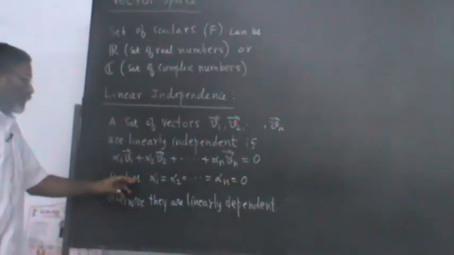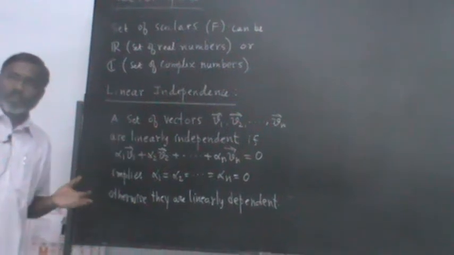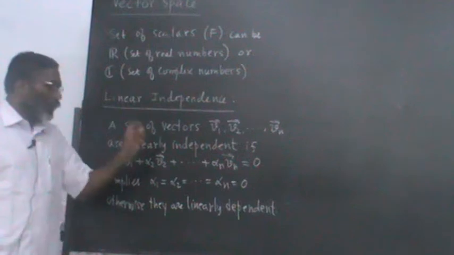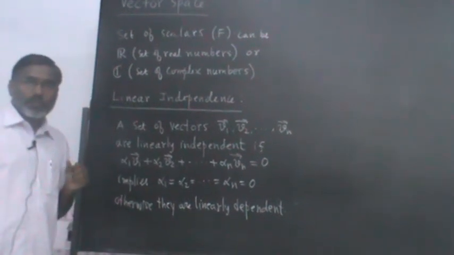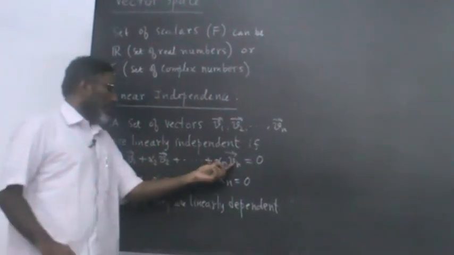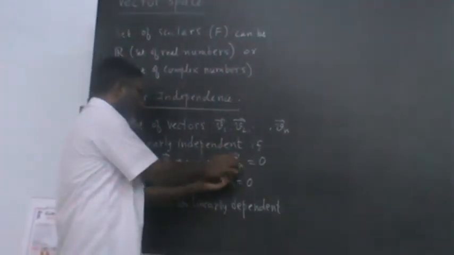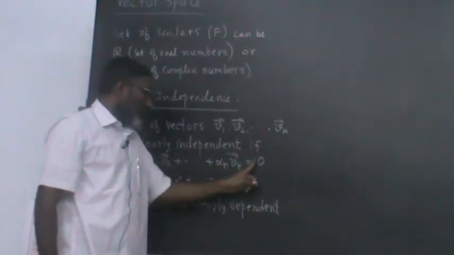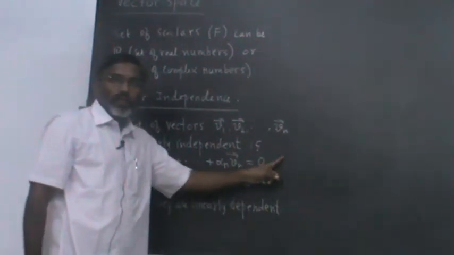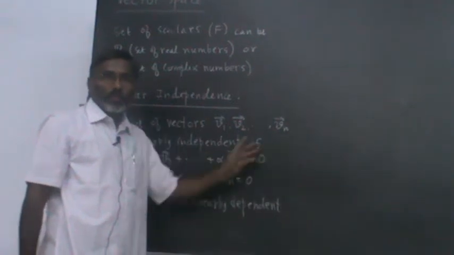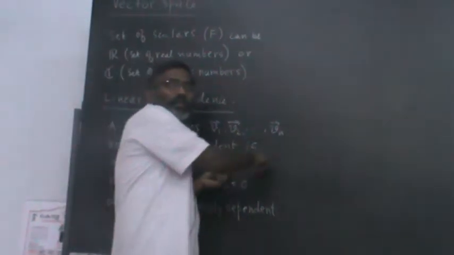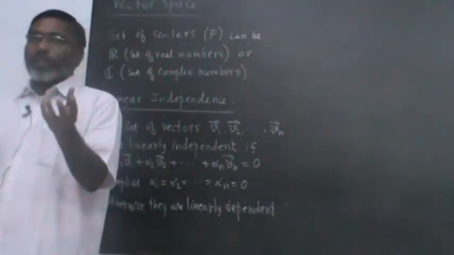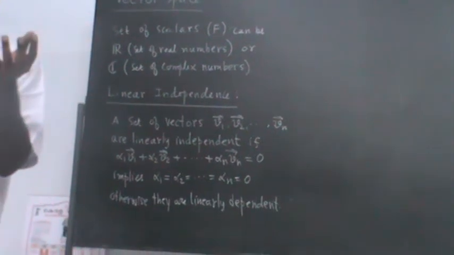See, it is very easy to understand this definition from what we have discussed earlier. Suppose not all n alphas are 0. One alpha is non-zero, let us say. Then suppose alpha n is non-zero. When you keep this term here and take all of them on the other side, then Vn can be written as alpha 1 by alpha n into V1 plus alpha 2 by alpha n into V2, etc. So that means Vn can be obtained as a dependence of all other n minus 1 terms. So Vn can be written as a linear combination of n minus 1 vectors.